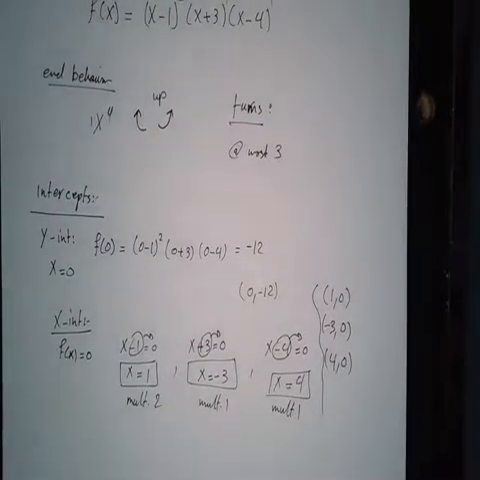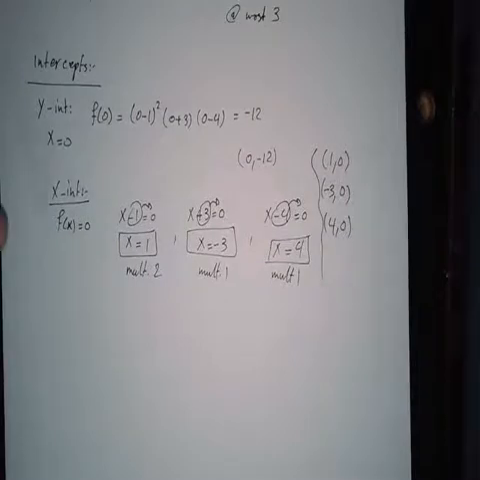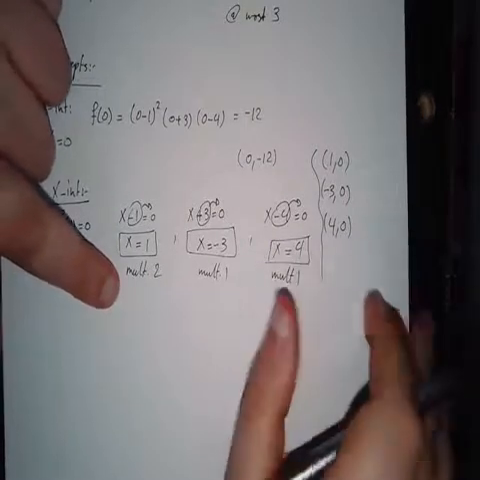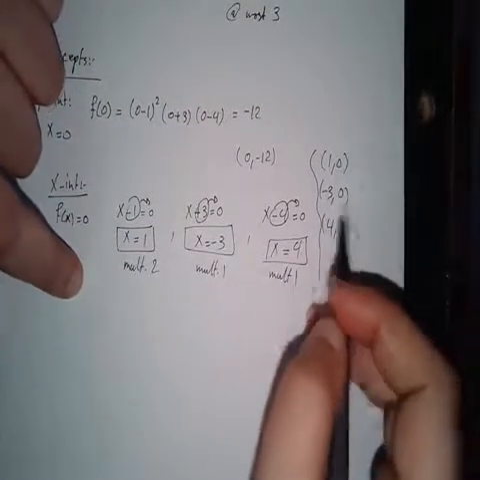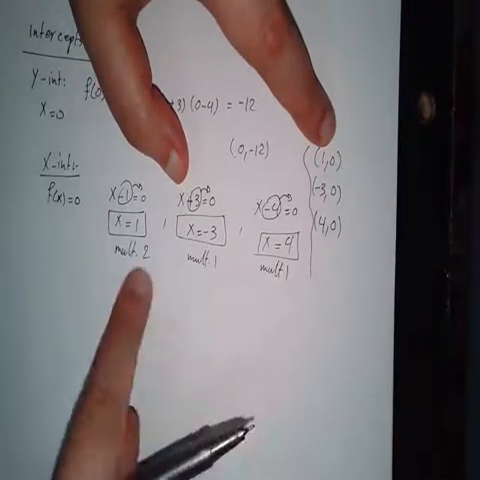Now at this point, one more thing. Do they touch or do they cross? This is why the multiplicity is useful. I need to figure out if these points touch the x-axis or cross it. So let's figure that out together. Over here we have what? 1, and it has a multiplicity of 2.